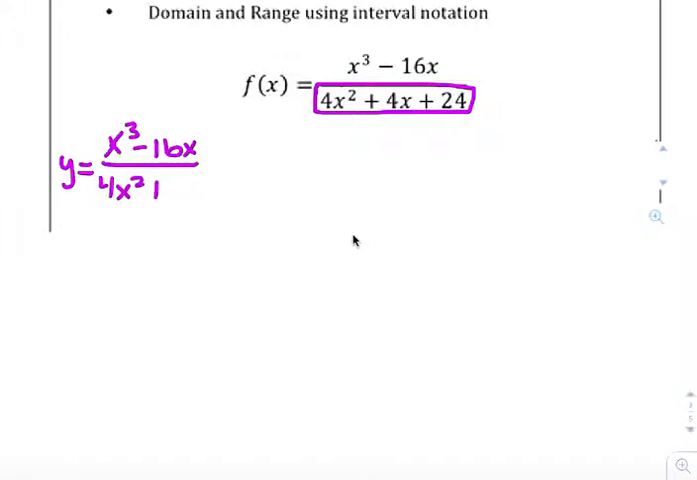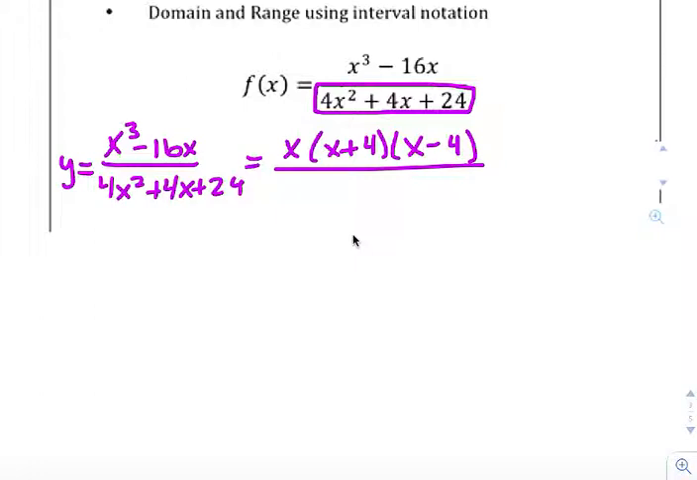So we have 4x squared plus 4x plus 24. If we factor the top of this, we can take out an x, leaving us x squared minus 16, which would leave us with x plus 4, x minus 4. On the bottom, we can take out a common factor of 4, which leaves us with x squared plus x plus 6.